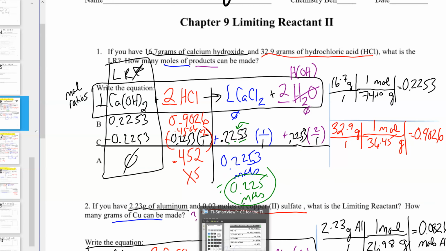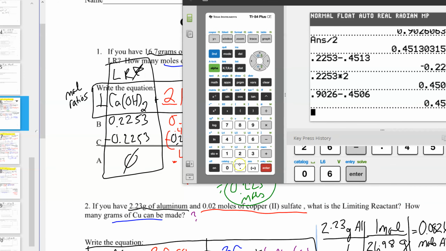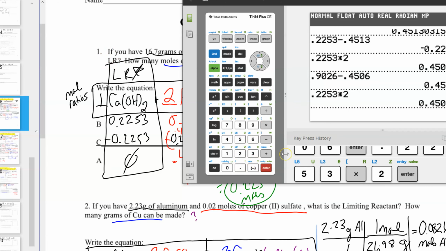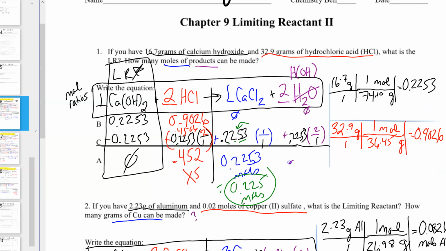And then over here, for H2O, for our water, we've got the same thing. But now it's times 2. So 0.2253 times 2 divided by 1, 0.4506. And that's going to be my moles of that. But remember, 3 sig figs, 1, 2, 3. This will round to 0.451 moles of my water.